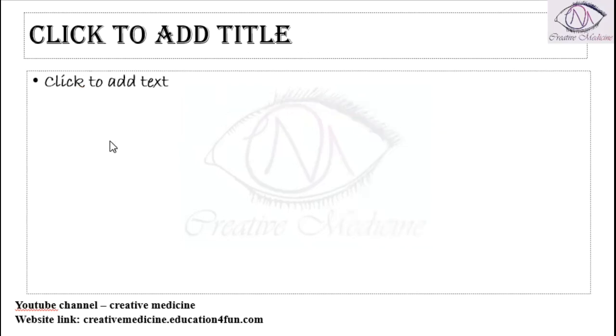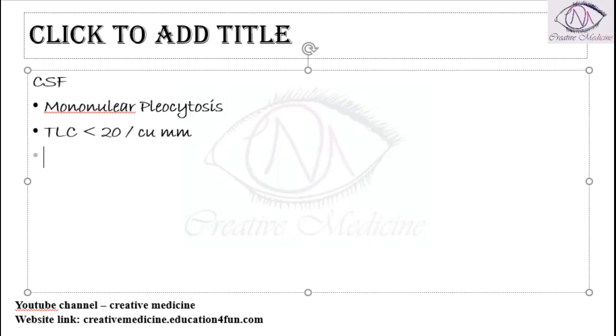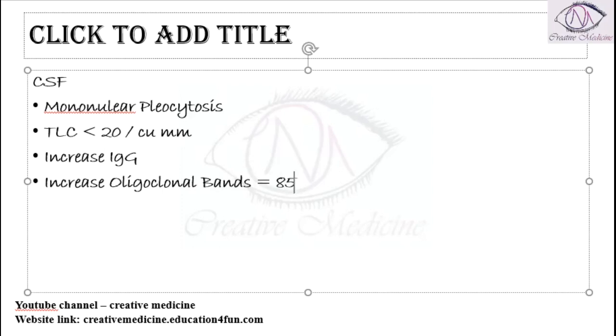Then we have to do a CSF examination. On microscopic examination of CSF, you will see that mononuclear pleocytosis is seen, where there are increased mononuclear cells with total leukocyte count usually less than 20 per cubic millimeter. Increased IgG levels are also seen, and oligoclonal bands are found to be increased in around 85% in the CSF.